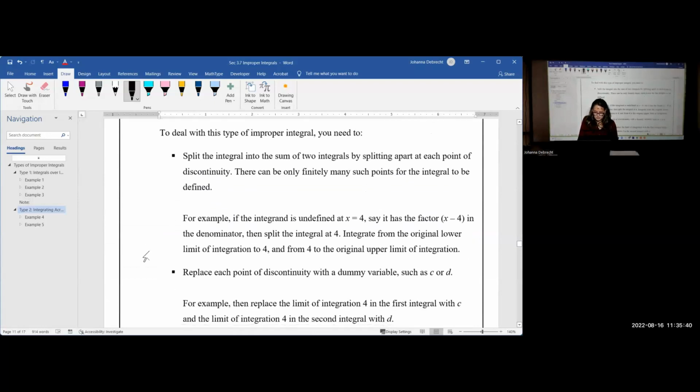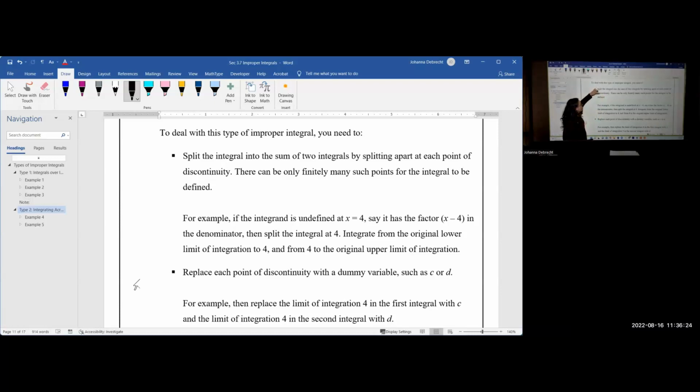Now, how are we going to deal with this type of improper integral? We're going to do something similar to what we did when both the limits of integration were improper, both negative infinity and positive infinity, and that is we're going to split the integral into pieces. But this time, what we're going to split it at is at that vertical asymptote, at that point of discontinuity. So we're actually going to split the integral into the sum of 2 integrals or more. You could have multiple places, but you've got to have a finite number of them. You can't have infinitely many places where the denominator is undefined. There must be finitely many of such points.